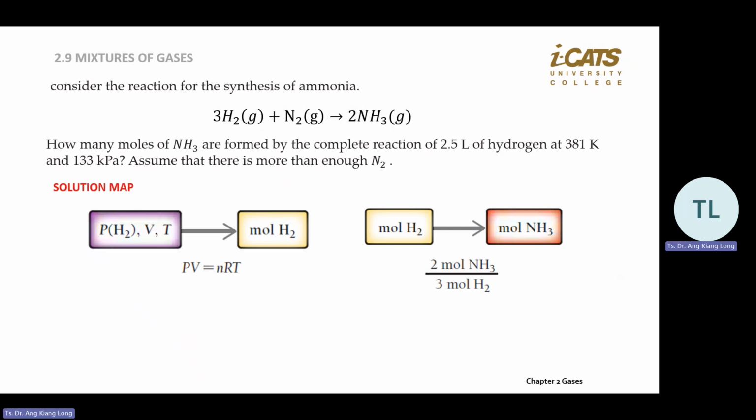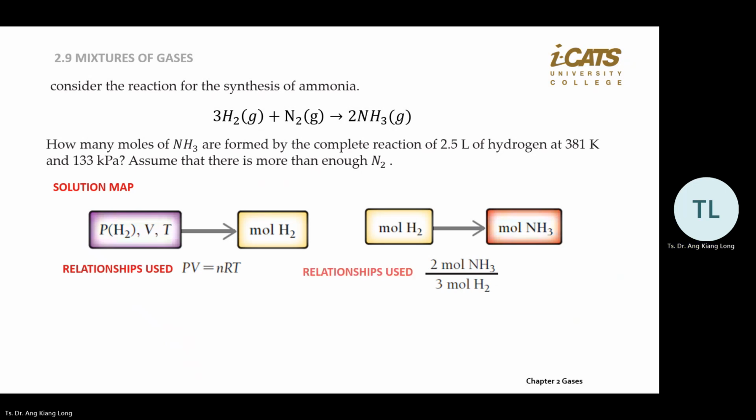How many mole of hydrogen do you need to get 2? You need 3 mole hydrogen to get 2 mole ammonia. Understand? Indeed, this is a complete, balanced equation. You need to put in 3 mole hydrogen to get 2 mole ammonia. Ratio 3 to 2. Always, you put in 3, you get 2. You understand? So you need to write the ratio 2 mole NH3 to 3 mole H2 or something like that. Okay?